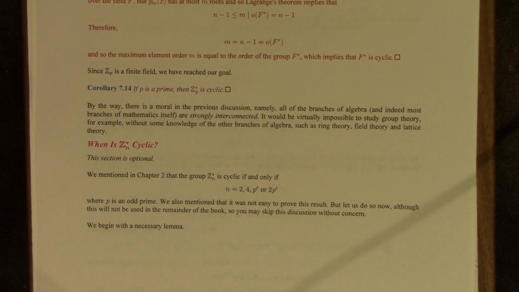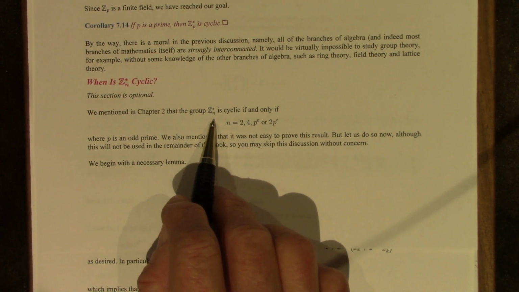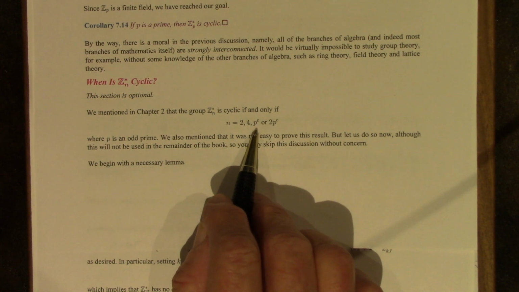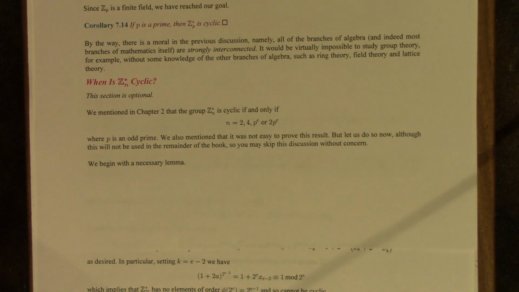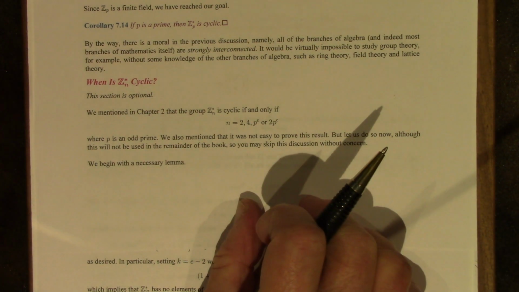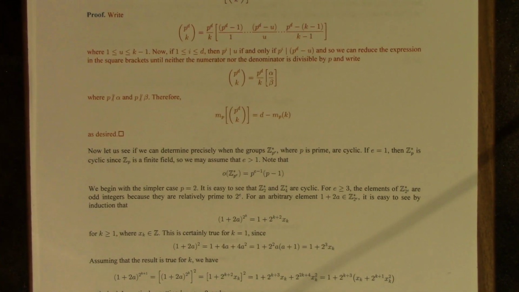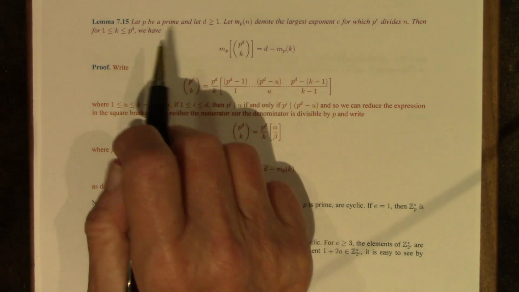Okay, now we know that Z_p star is cyclic. Let's move on. As I mentioned at the beginning of this video, I said earlier that Z_n star is cyclic if and only if n is 2, 4, p to the e, or 2p to the e, where p is an odd prime. So to prove this, we will begin with a necessary lemma. And it doesn't look like it has anything to do with the matter at hand, but you will see later that in fact we need it.